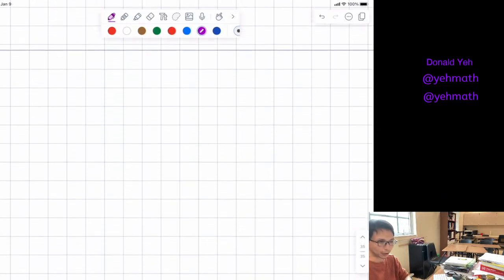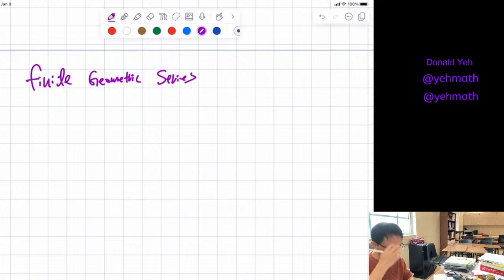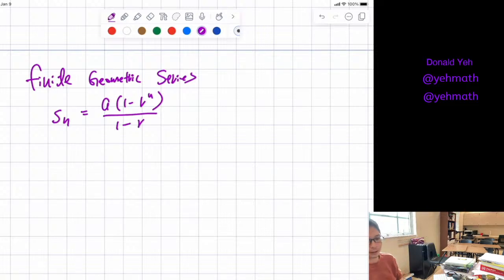Now I'm going to show you an algebra proof of an algebra equation. The equation is called the finite geometric series. It looks like this: the sum equals a times 1 minus r to the n over 1 minus r. This is what we use to find out, if I eat a pizza the third day, the fourth day, how much pizza I totally eat is going to be like this.